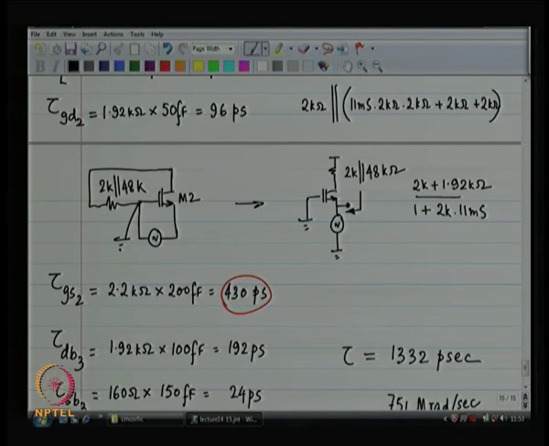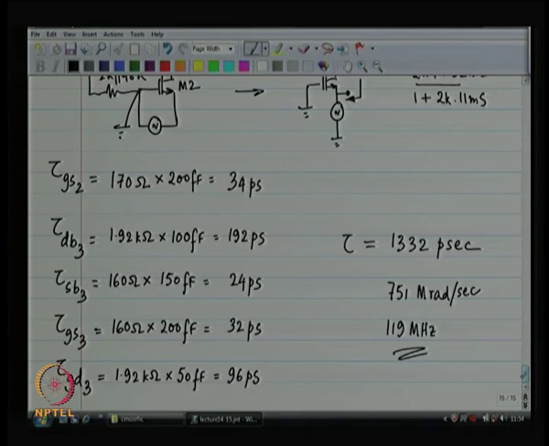Yeah, so that was surprising. Please make this correction. So 430 femtofarads is not right. You get 30 picoseconds, not 430 picoseconds. All right.